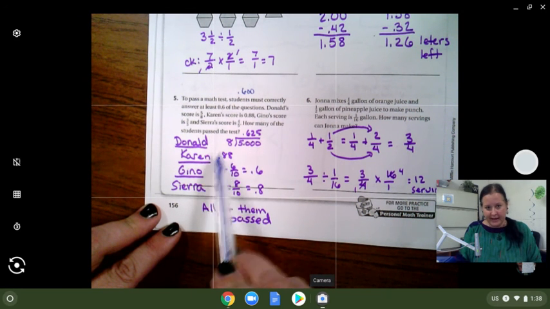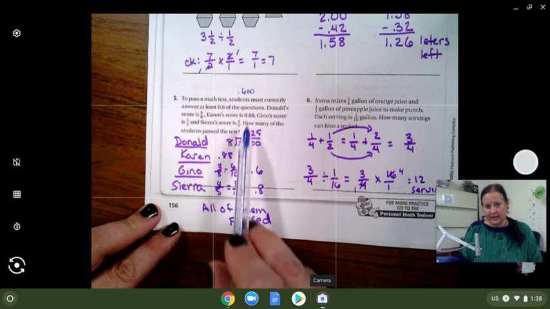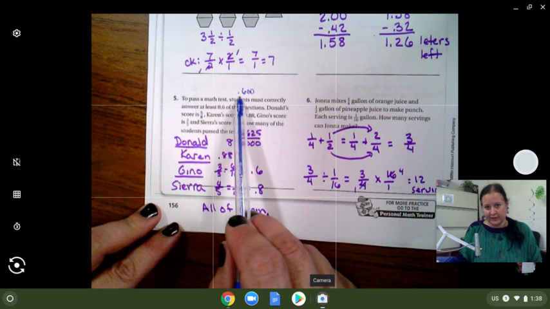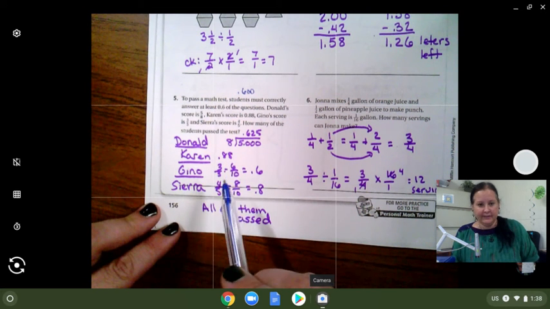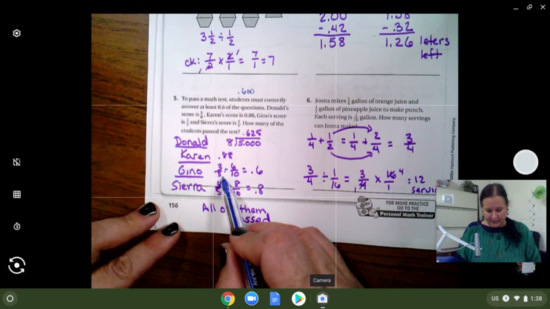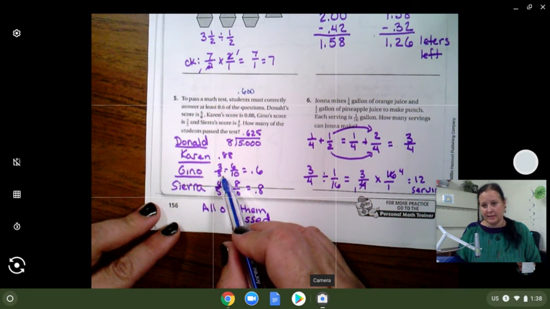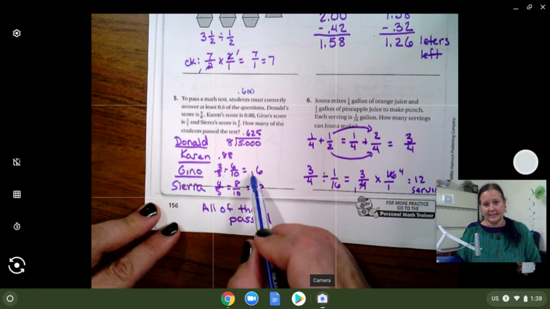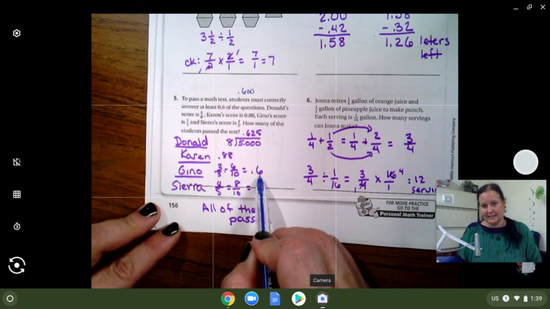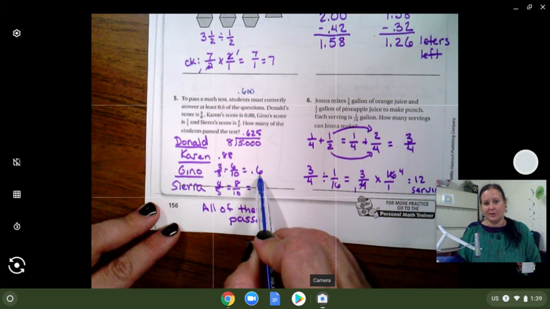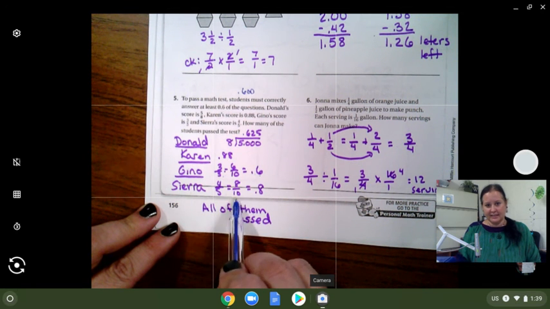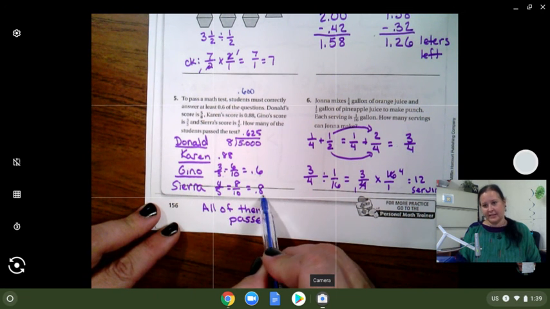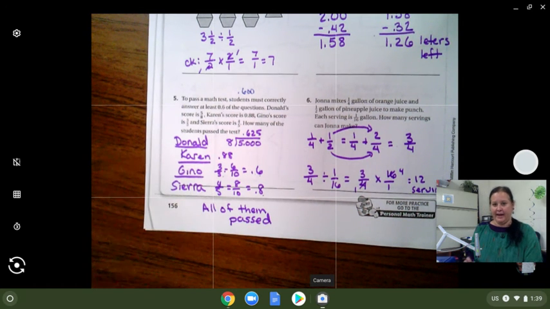Then we look to see if Karen passed the test, and her score is already 0.88. So 88 hundredths is larger than 60 hundredths or 6/10. So thus Karen did pass her test. Then we have 3/5. And this one's easier because I can easily change 5 into 10 by multiplying the top and bottom by 2. I get 6/10, which is exactly 6 in the 10th spot. So Gino just passed the test. And then we have Sierra, 4/5. We change that to tenths, 8/10, and that is larger than 6/10. So all of them passed.